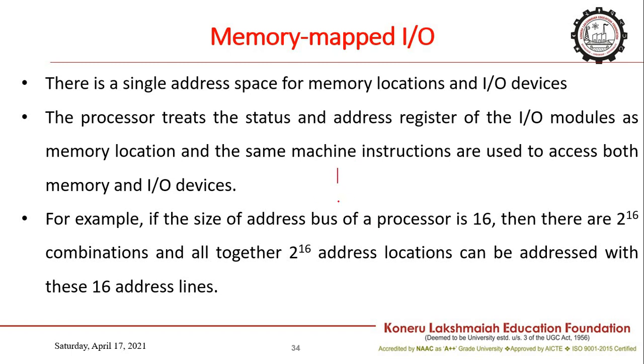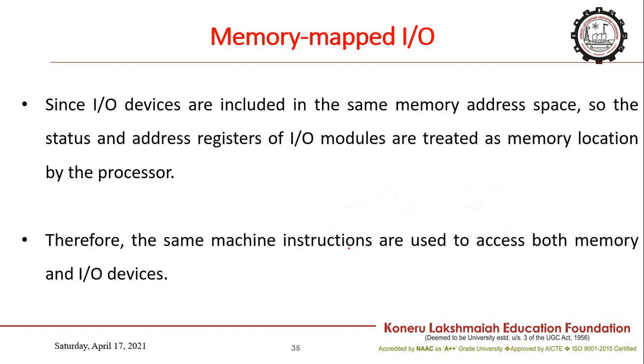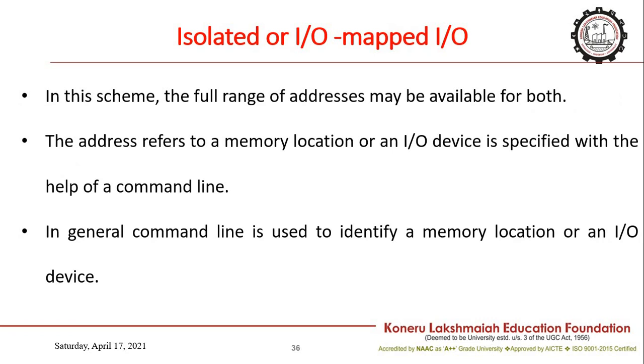So if we just consider this, both the memory and IO will be in the same bus. And then the status and address registers and memory locations are in the same machine instructions, which are used to access both the memory and IO devices. So we can say both the memory and the IO units are at a single address. So that is memory mapped IO, and the memory and the IO address will be in the same position. Therefore the same machine instructions are used to access both memory and IO devices.